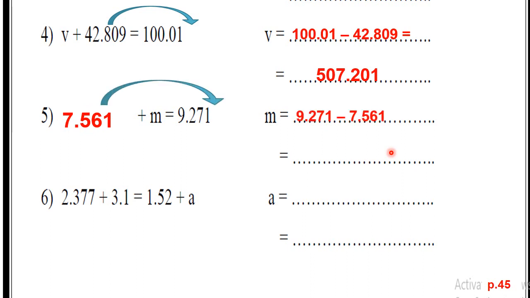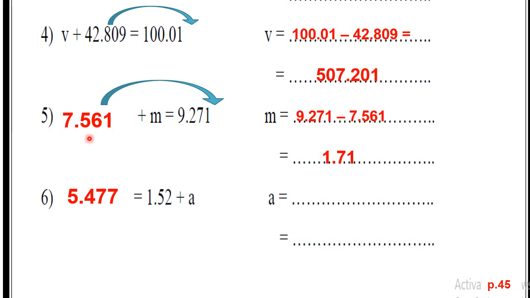And now I will take it to the other side. So this number, I will take it to the other side like this. So using the inverse operation, what does it mean? Minus. So it will be m equals 9.271 minus 7.561. If we calculate it, it will be 1.71 hundredths.